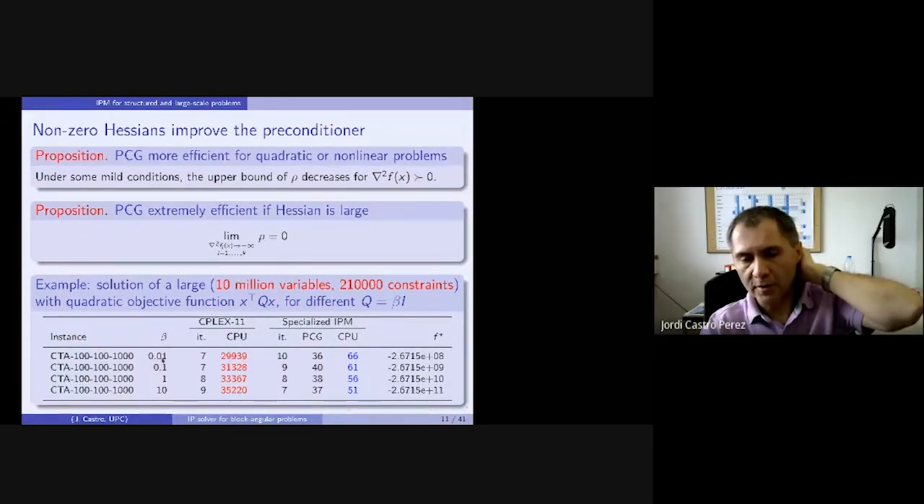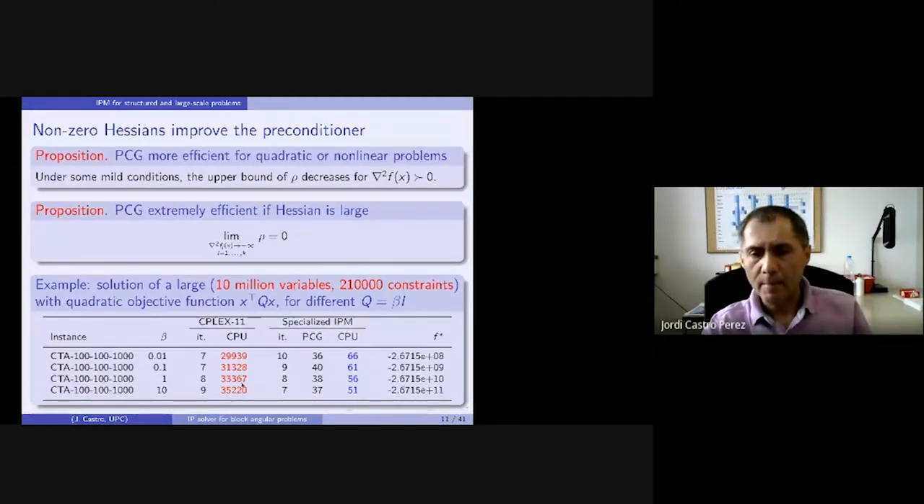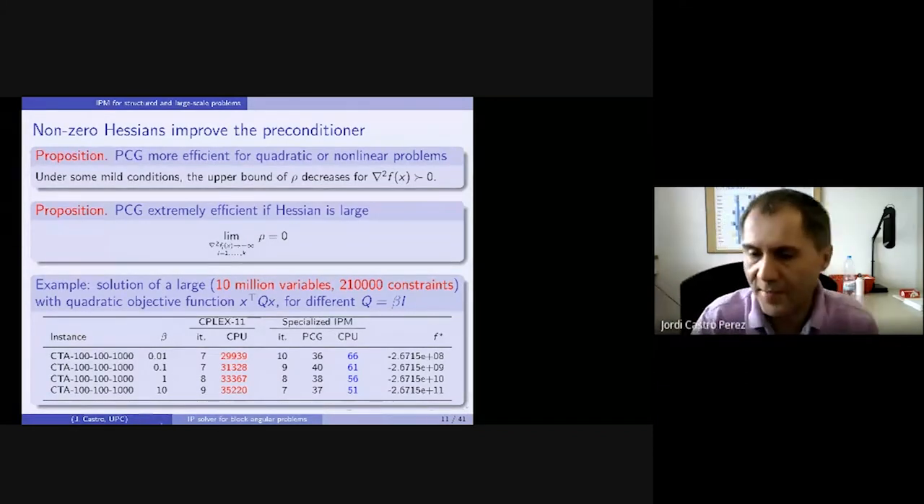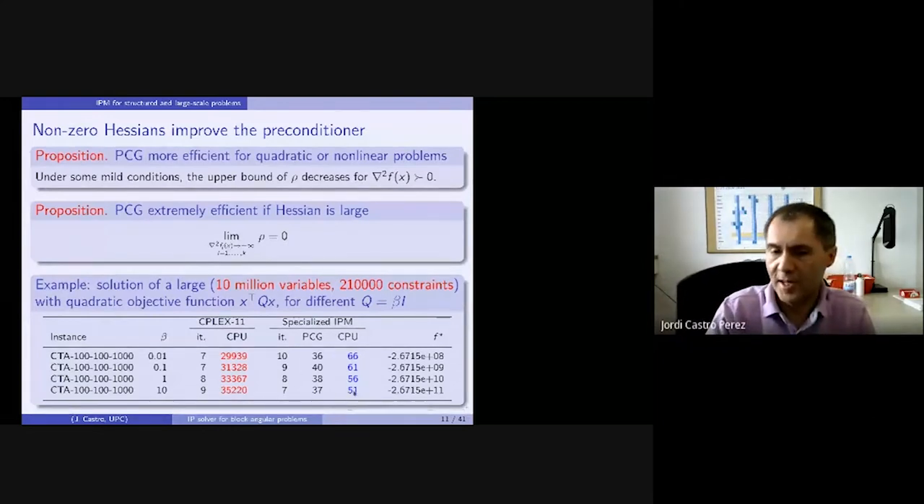When beta is 0.01, the CPU time is 29,000 seconds. When beta is 10, the CPU time is 35,000 seconds. But for the interior-point method, it's exactly the opposite. Increasing beta, we make the problem more quadratic, more convex, and then the CPU time reduces slightly. Okay? And well, you can see the difference. This specialized method combining Cholesky and conjugate gradients can solve these problems in 1 minute, and Cplex required 10 hours approximately.